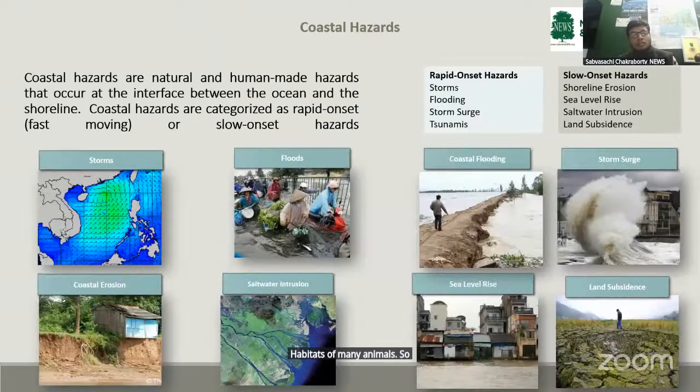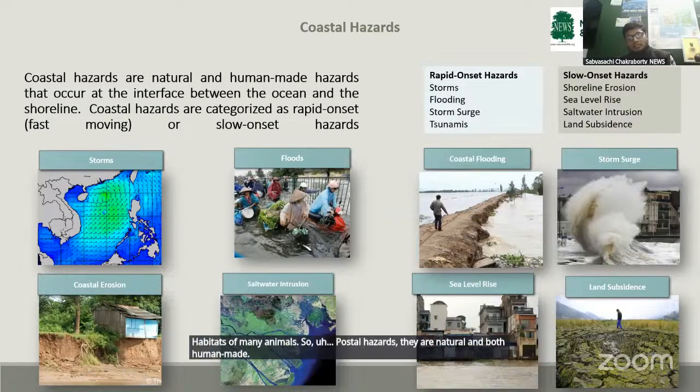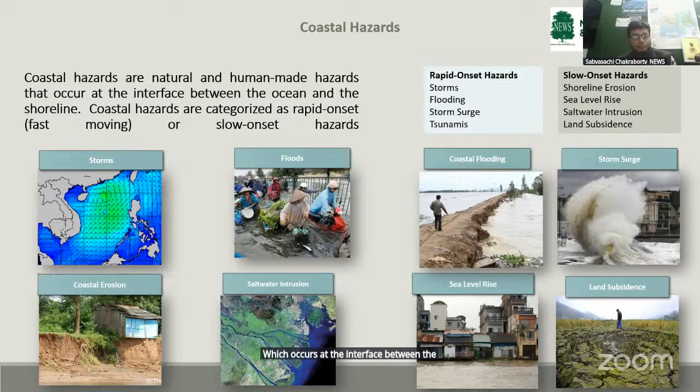So, coastal hazards are both natural and human-made, and occur at the interface between the ocean and the shoreline. They are fast-moving, and sometimes they are also slow. Slow onset hazards are shoreline erosion, which continues with time, sea level rise, saltwater intrusion, and land subsidence. Rapid onset hazards are storms, flooding, storm surges, and tsunamis.